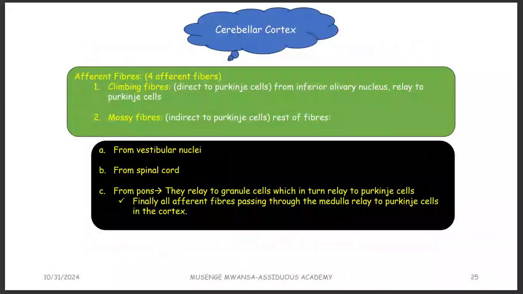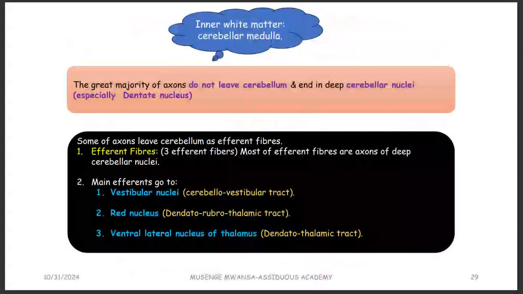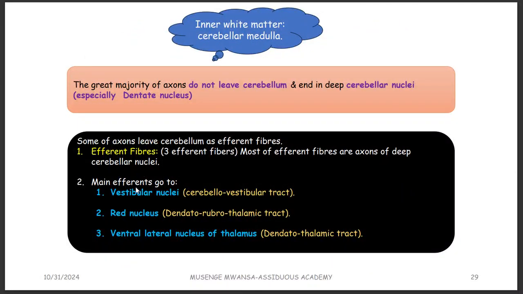And then for the other things, I think we can just look at it. You are going to have afferent fibers going to the cerebellum. You have the climbing fibers and other fibers, some of them come from the vestibular nucleus, others from the spinal cord, others from the pons. And then you have efferent fibers. You have those going to the vestibular nucleus, known as the cerebellovestibular tract. Those going to the red nucleus, but they pass from the red nucleus and go to the thalamus.